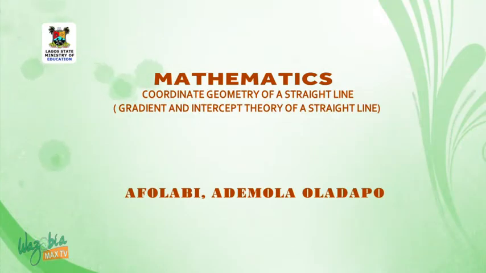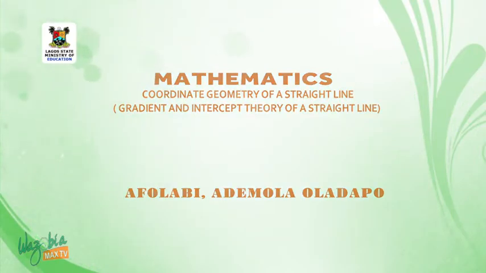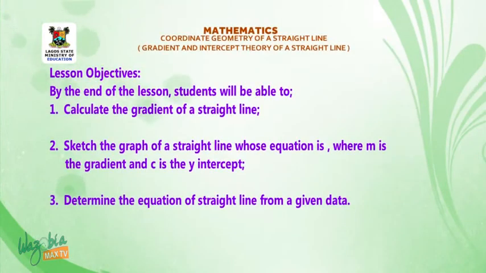I teach mathematics. The topic we want to treat today is gradient and intercept theory of a straight line. Lesson objectives. By the end of the lesson, students will be able to: 1. Calculate the gradient of a straight line. 2. Sketch the graph of a straight line whose equation is y equals mx plus c, where m is the gradient and c is the y-intercept. 3. Determine the equation of a straight line from given data.